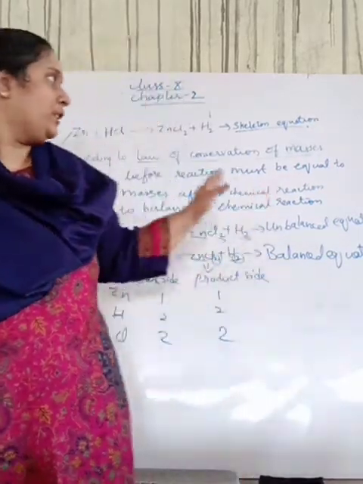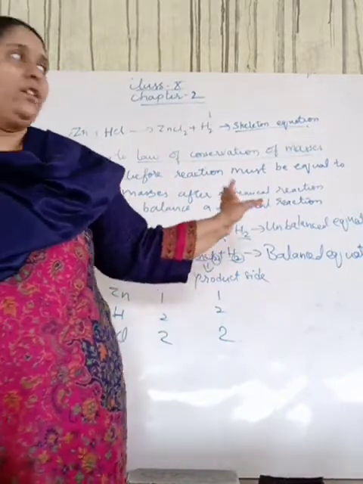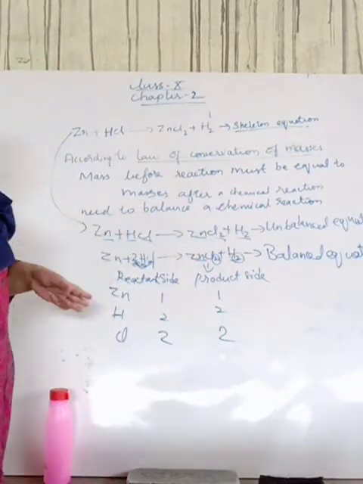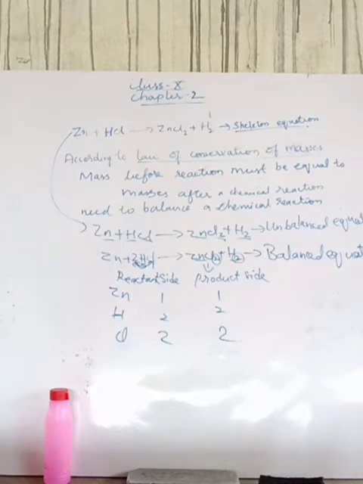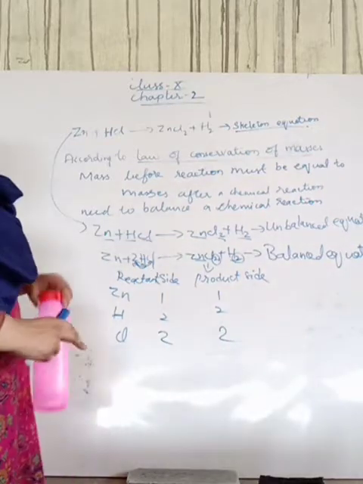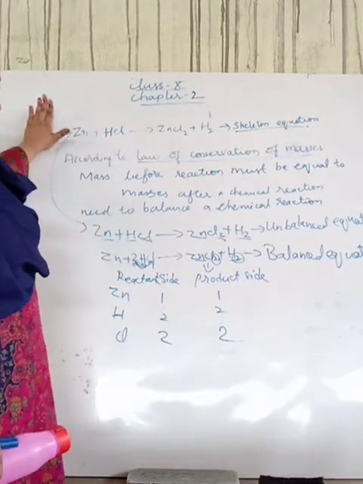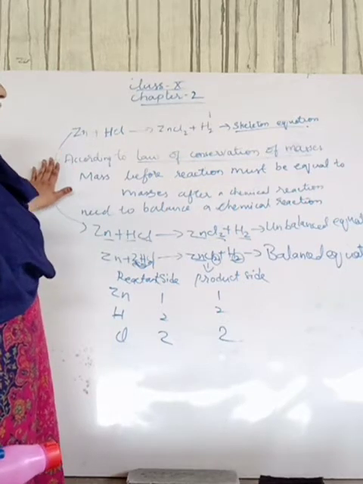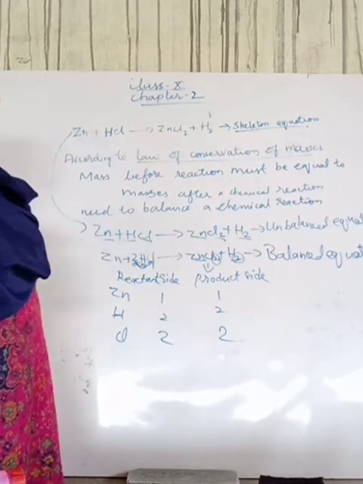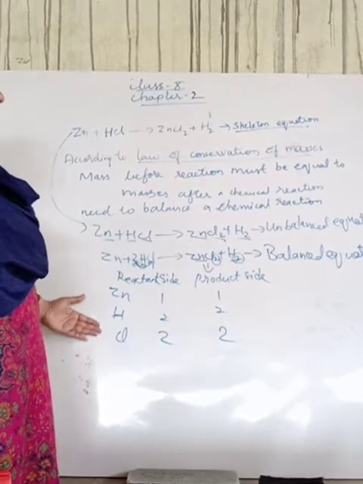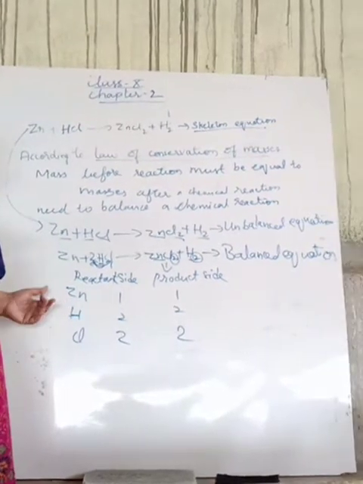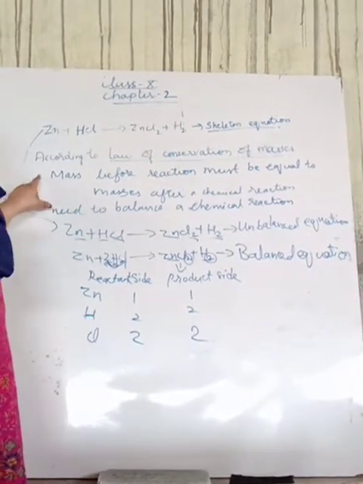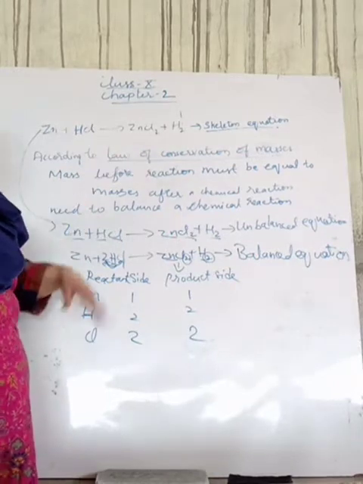Once you go through this, students, 2 minutes, once you see on the board what I have written, then we'll continue. Once you go through this board, what I have written, this is a skeleton equation, this is a balanced equation. How we have done balanced equation, why we are doing this, because of law of conservation of masses.